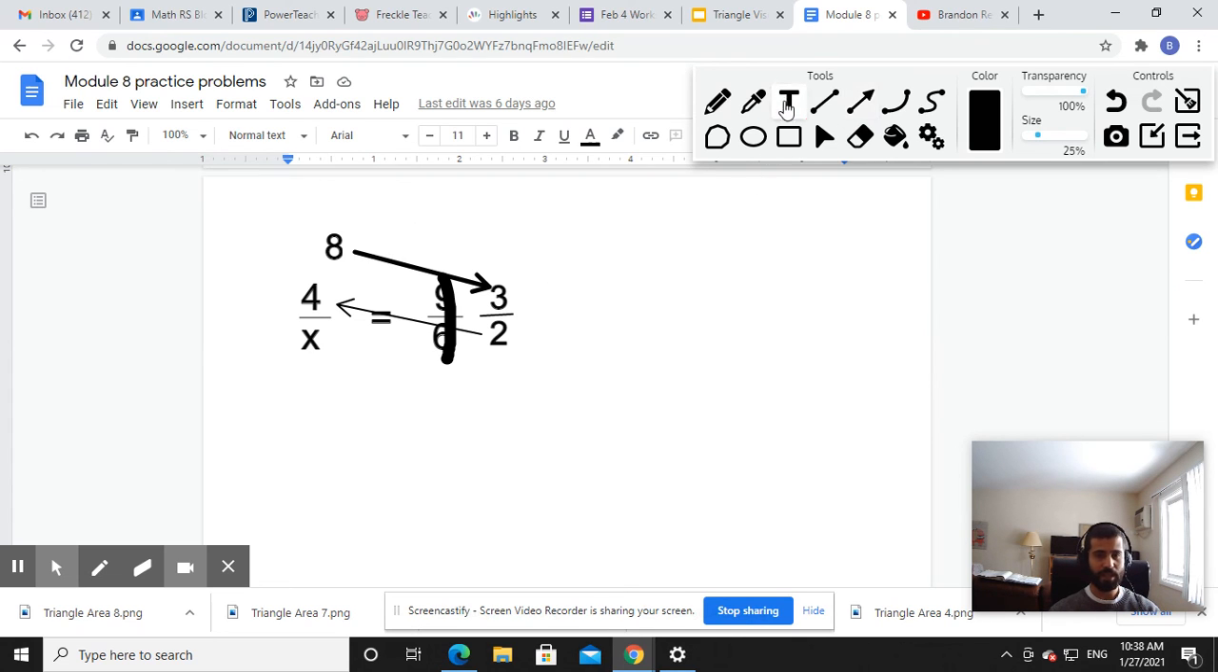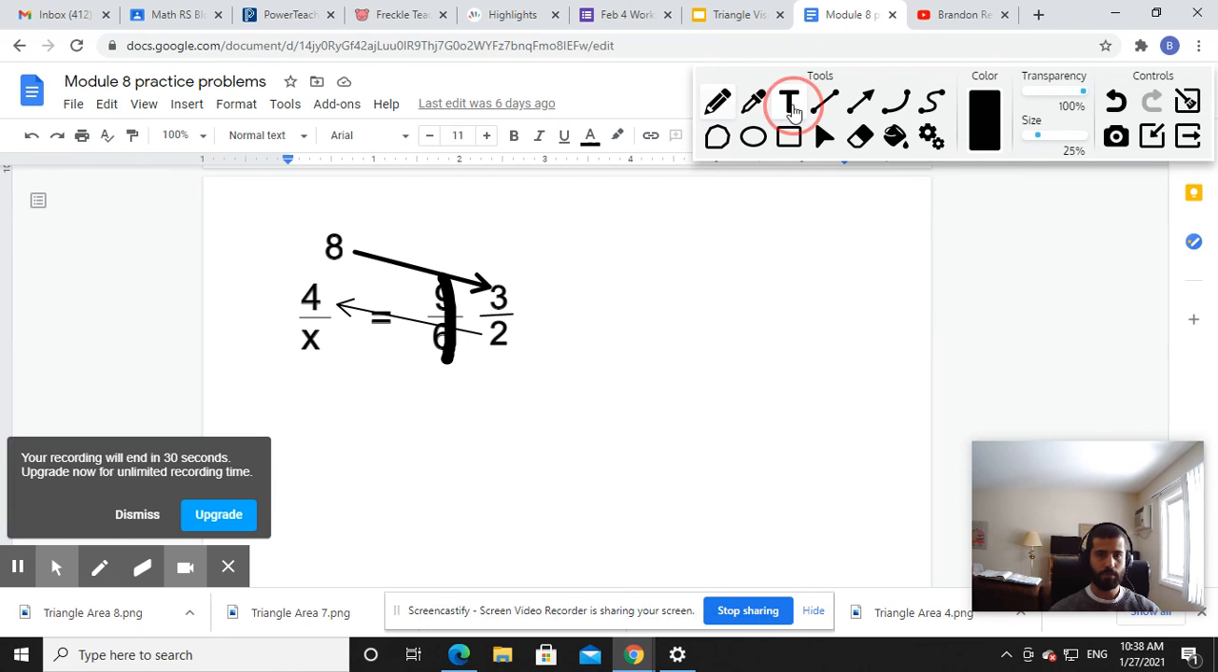8 divided by 3. Now that's a tricky one. I will just write it out. You can say that it is 2.6 continuing. I'll say 6, 7. Or you could also say that it is x equals 2 and 2/3.